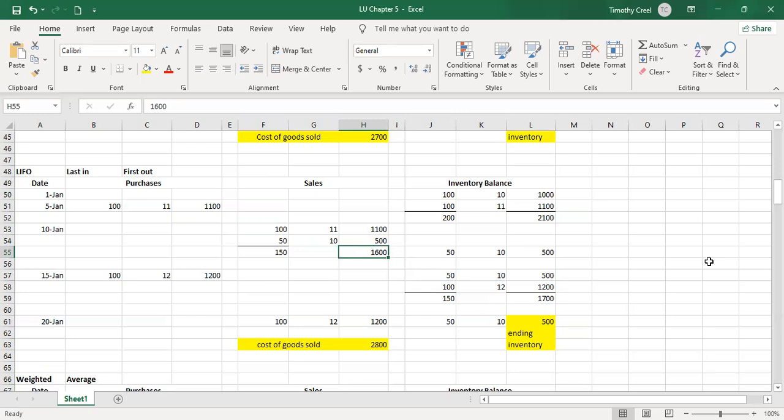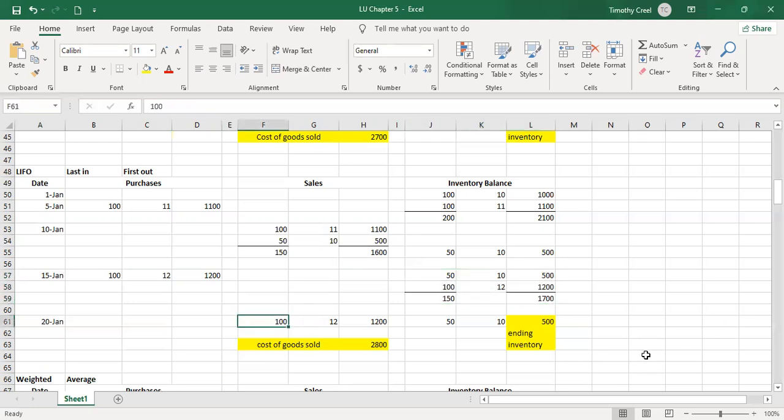So again, LIFO, sales start with the newest items to come in and work their way back. Now, what's left would be 50 at 10 for 500. So 50 out of this oldest inventory would be what would be left then. So things are still the same here. We get another shipment in on the 15th, 100 at 12. So this is our inventory balance before we make our final sale. We've got the 50 from the beginning balance, and then we've got the 100 that just came in.